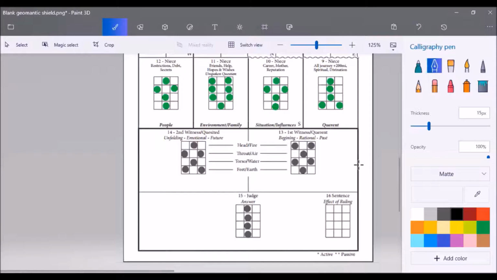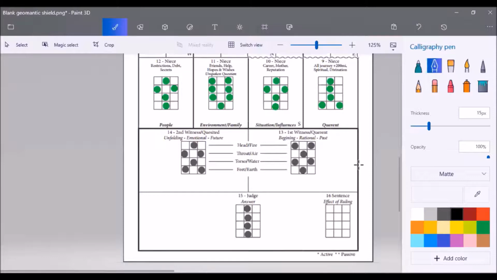Now, the next level of interpretation, besides looking at the judge as a single figure unto itself, is to look at the court as a whole. Well, most of the court. We haven't got to the sentence just yet. But basically, the right witness, the left witness, and the judge as a whole. The right witness and the left witness have a couple of layers of interpretation, or different ways to see them.